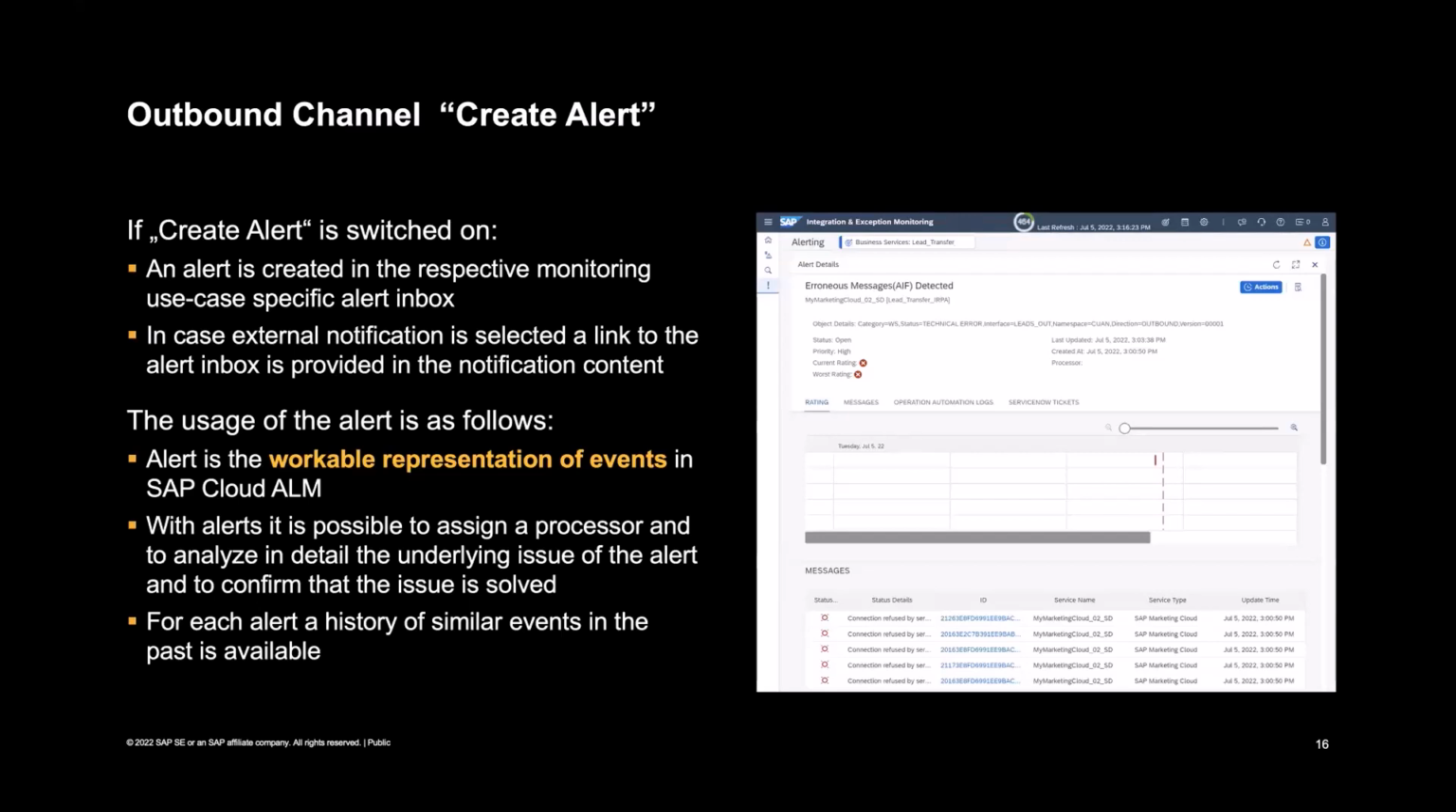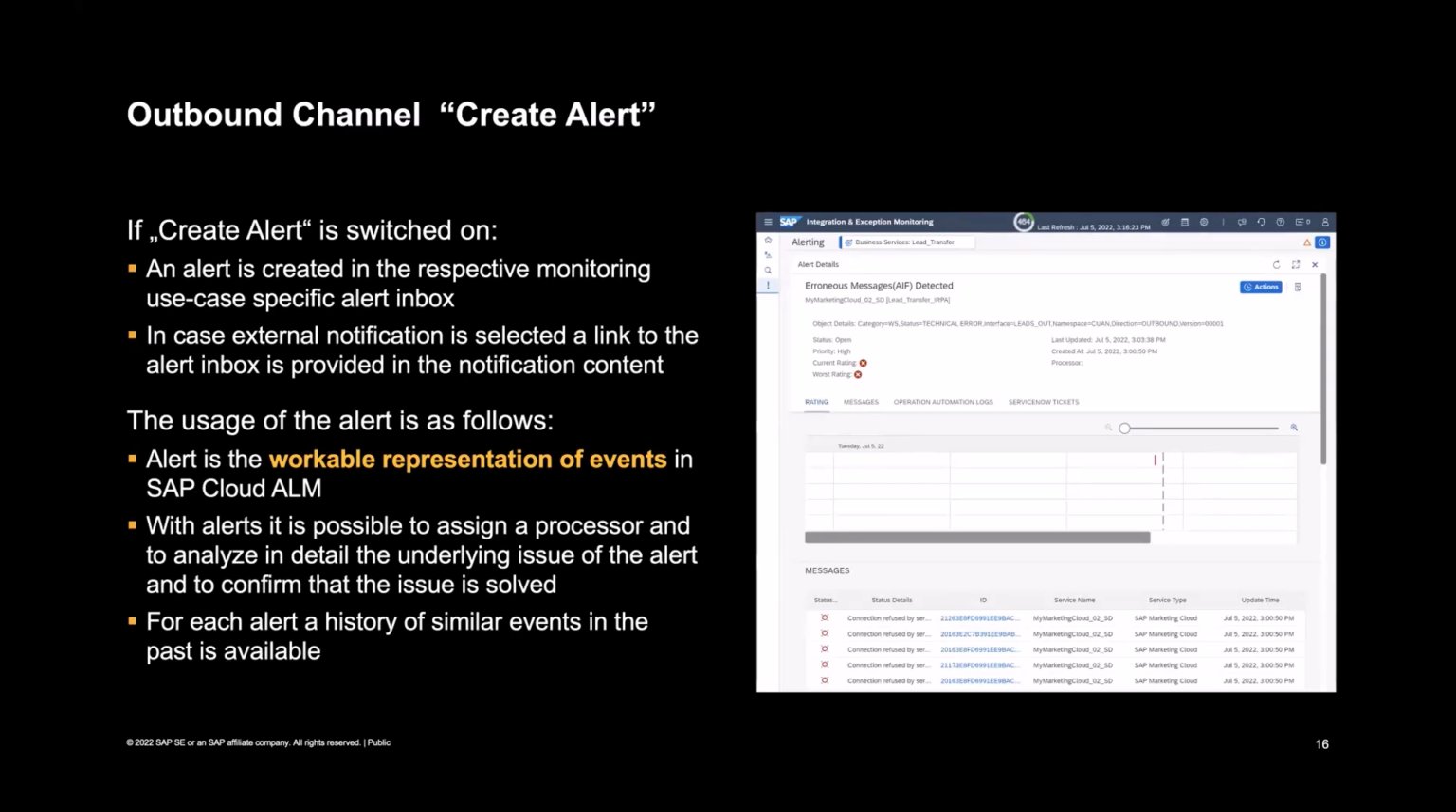In case this activity is switched on and you decide to activate one of the further downstream channels, for example, sending an email notification to somebody, this email notification will also contain a link back to Cloud ALM for operations, to the alert inbox of the respective use case. So if you receive a notification in your email inbox, you can directly jump back to Cloud ALM and open all the details about this specific event in the alert inbox.